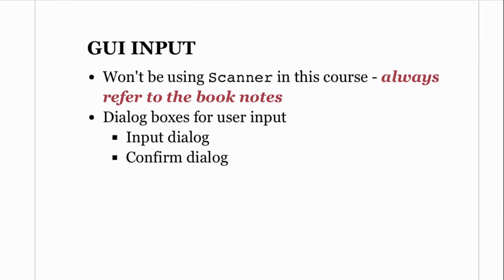So one other thing you can do with dialog boxes, which is actually kind of neat, is that you can take input from the user. So maybe you want to ask the user a question and you want them to give you information back. That's what you would call a GUI input.